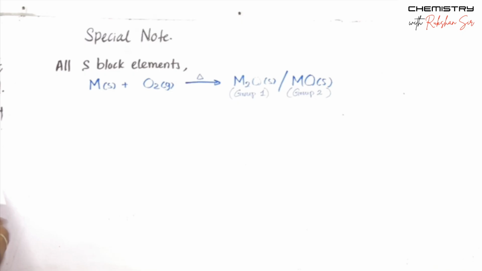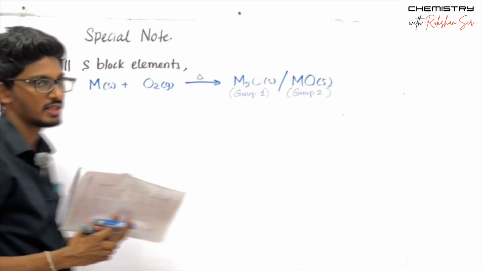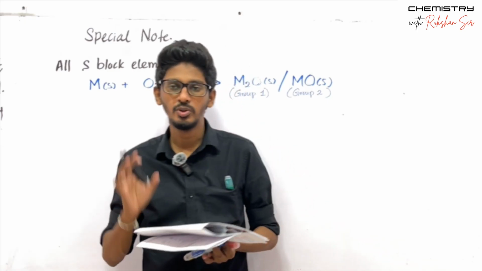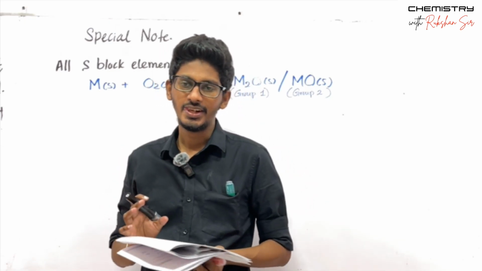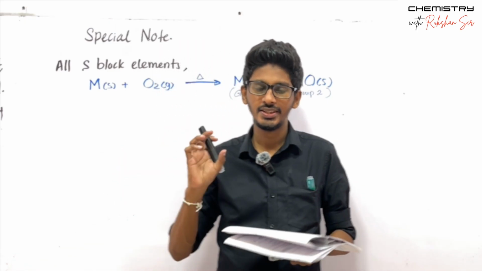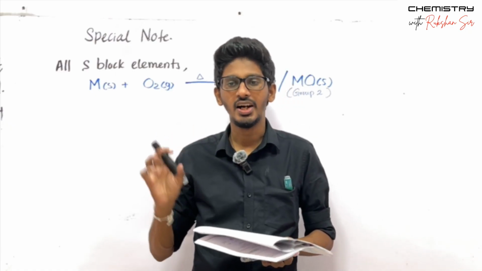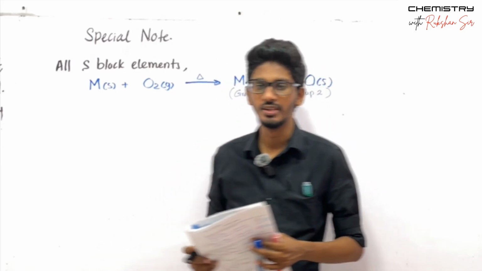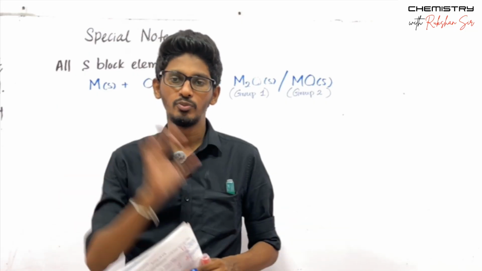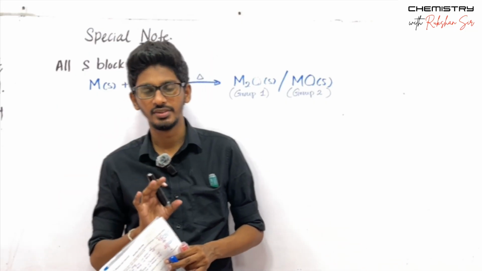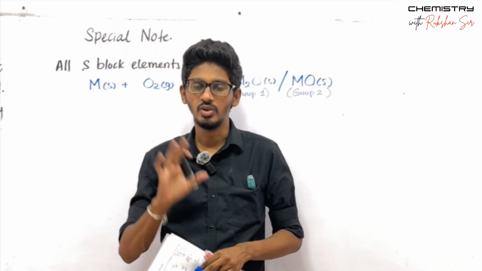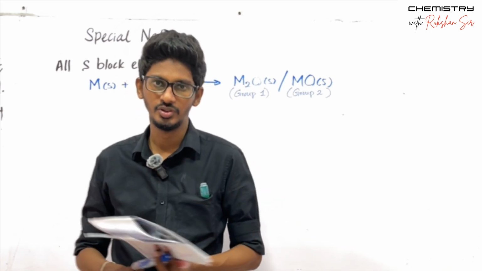When it comes to reactions with nitrogen, not all the S block elements are capable of reacting with nitrogen. Only the S block elements which can form metal cations with high charge density can react with N2 gas. From group 1, only lithium will react with N2 gas to produce the nitride, and with group 2, all of them will react to produce the nitrides, right?